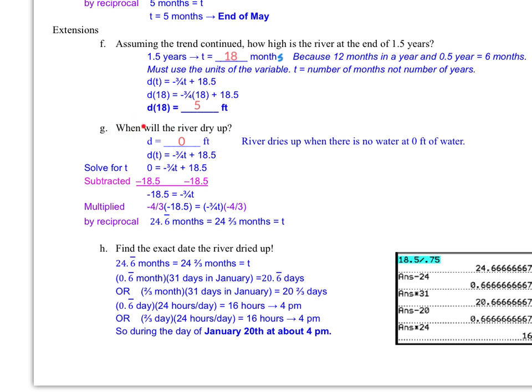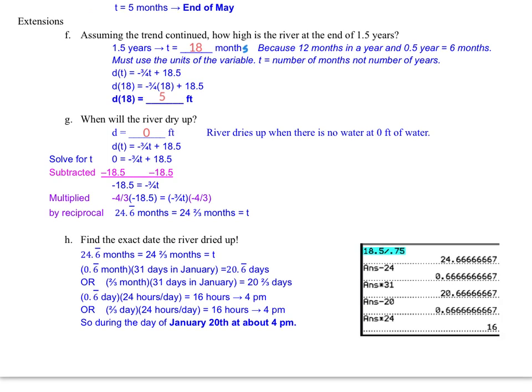Notice that the question just says when. It doesn't specify what type of answer it wants. It doesn't specify that it has to be the name of the month. So since it just says when, I could just answer this as 24.6 repeating months, or 24 2/3 of a month. Letter H, though, wants us to find the exact date that the river dried up. So what we have to do is use that 24.6 repeating months, and we're going to take the partial parts and convert them into our next unit lower.